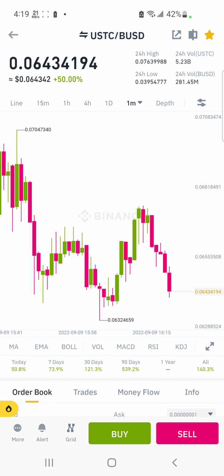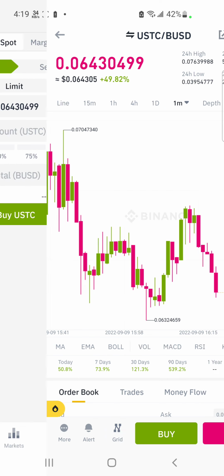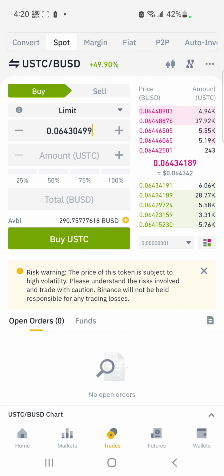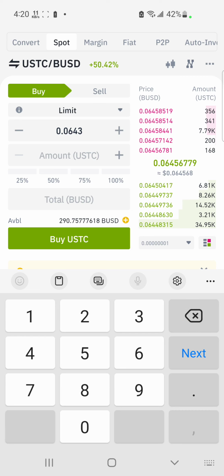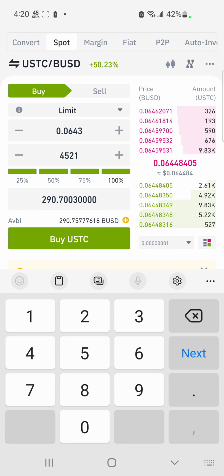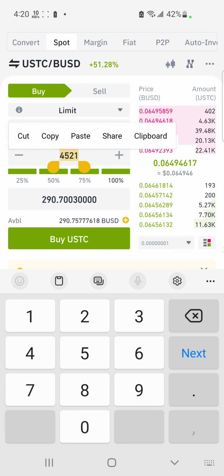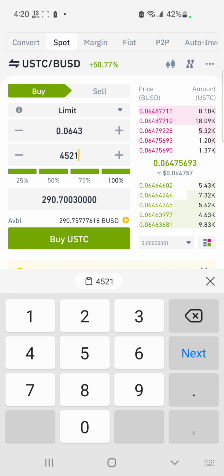So one thing that I've done as to how I trade is that, okay, so let's see now, the price is at 0.0643, right? So let's say I buy at this level. I decided to buy 290 worth, right? I'm going to get 4,005. So how can I profit $15 from this now, which is 5%?